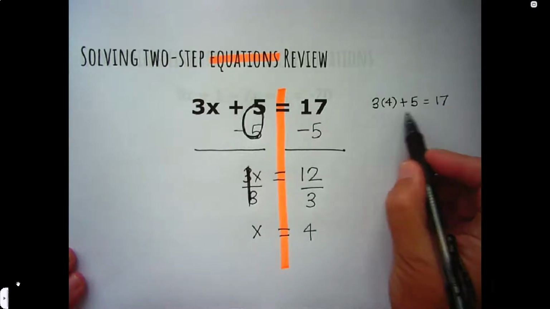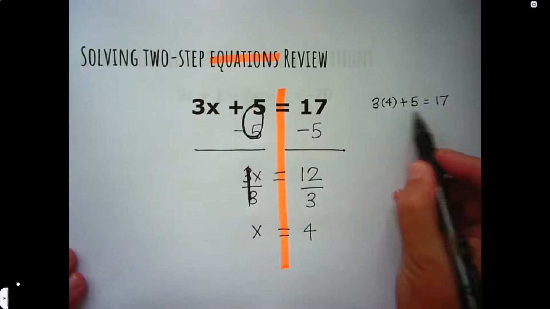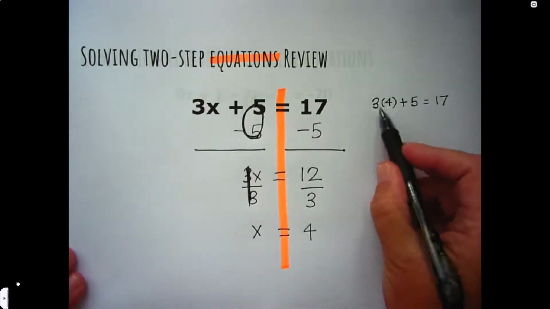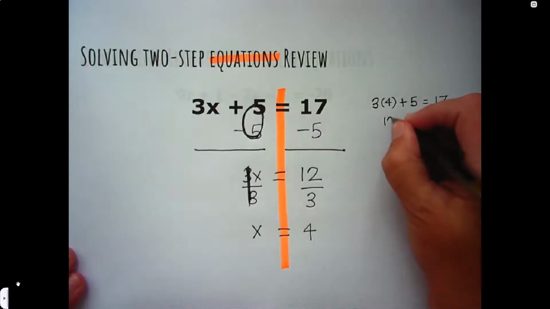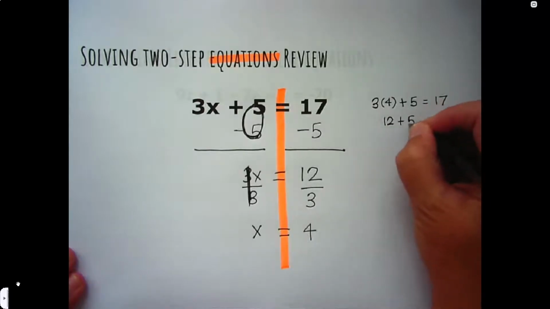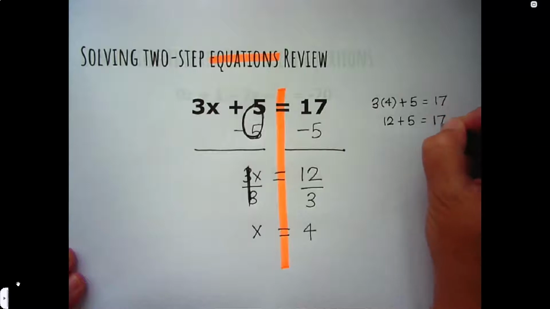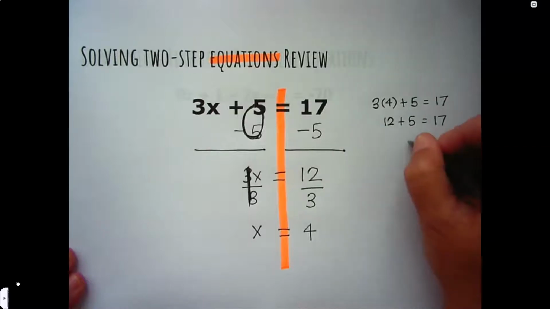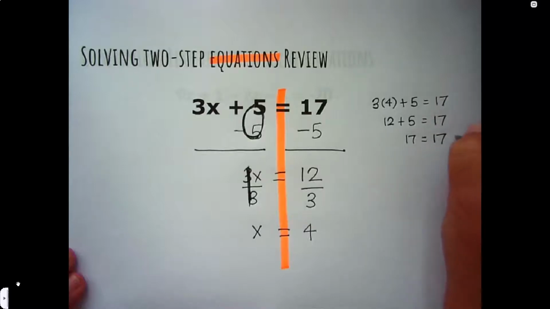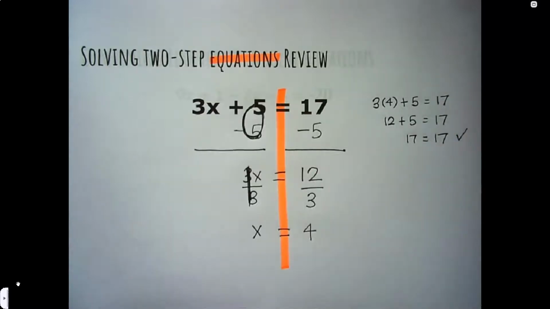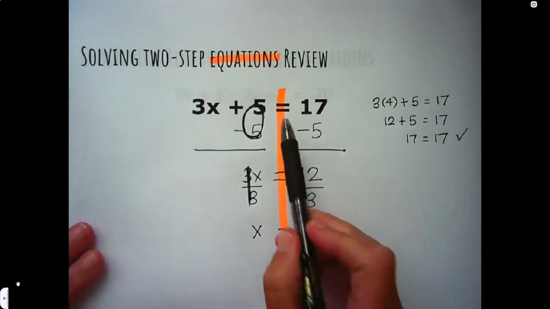All right, using GEMDAS to work out this side, I would do my multiplication first. 3 times 4 is 12, so I get 12 plus 5 is equal to 17. 12 plus 5 is 17, so I get 17 is equal to 17. So notice, if x is equal to 4, then that equation balances. The two sides are equal. So equations have to have an equal sign.